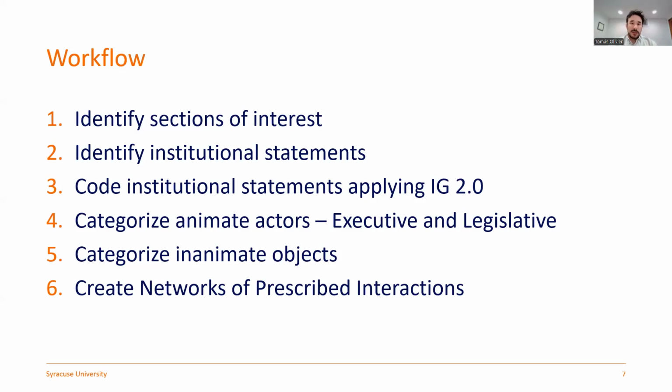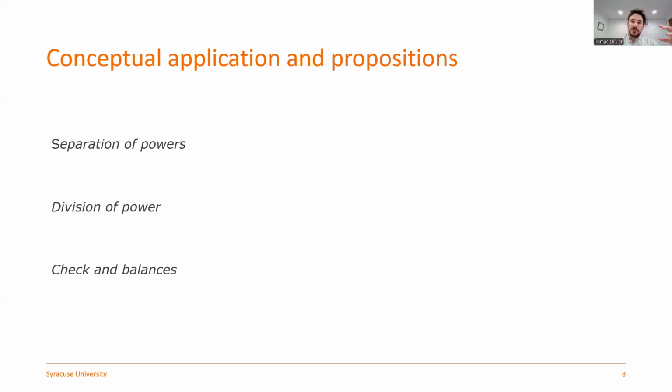And then we grant them attributes such as whether they are part of the executive or the legislative. And then we do the same with inanimate objects. We categorize them just to make sure, again, that the naming conventions are consistent throughout the document. And with that information, we create networks of prescribed interactions, connecting actors that appear in the attribute with direct and indirect objects as they are mentioned in an institutional statement.